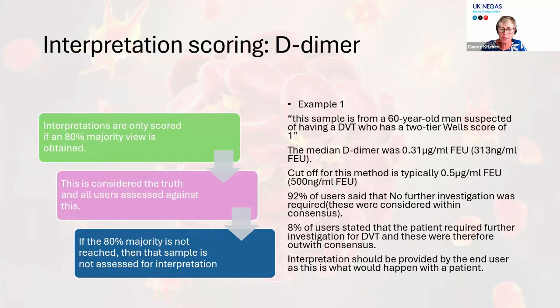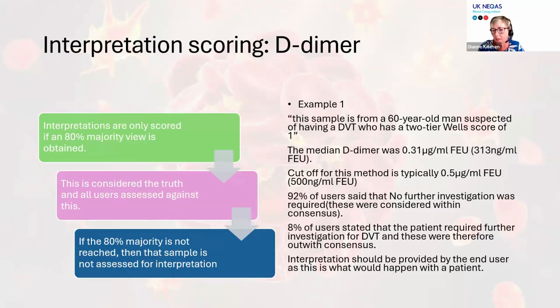So this is an example. We look at the interpretations and we only score them if they're 80% or more. So if it's borderline, we don't score it. It just goes not assessed. But if it's 80% or more, this is considered the truth, and then everybody else is compared to that truth. If it's not reached, we don't interpret. So this is an example.